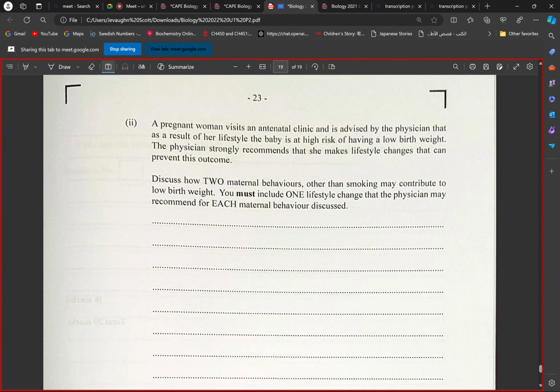All right. A pregnant woman visits an antenatal clinic and is advised by the physician that as a result of her lifestyle, the baby has a high risk of having a low birth weight. The physician strongly recommends that she makes lifestyle changes that can prevent this outcome. Discuss two maternal behaviors other than smoking that may contribute to low birth weight. You must include one lifestyle change that the physician may recommend for each maternal behavior discussed. What are other behaviors that can contribute to lower birth weight?